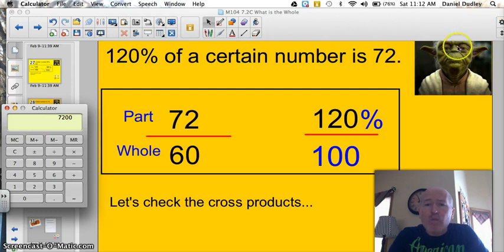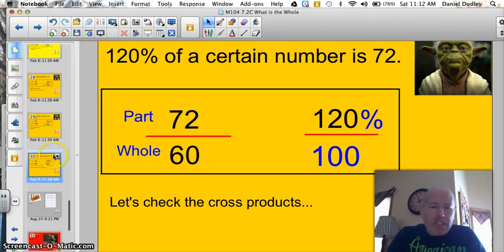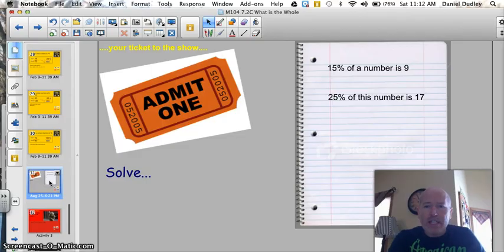So use the box. Use the box and the Jedi you will be. You've got it, Yoda. Thanks. All right, here's your ticket for the show. Go ahead and write that down.